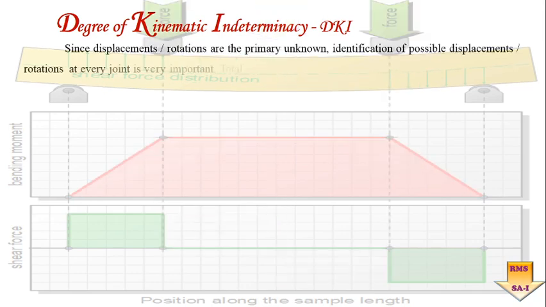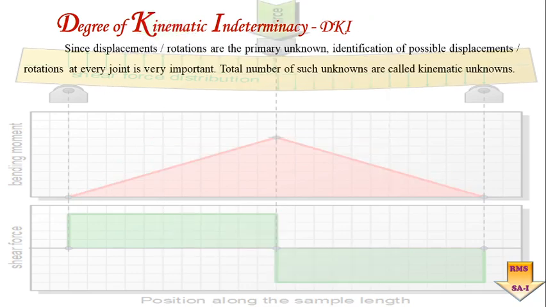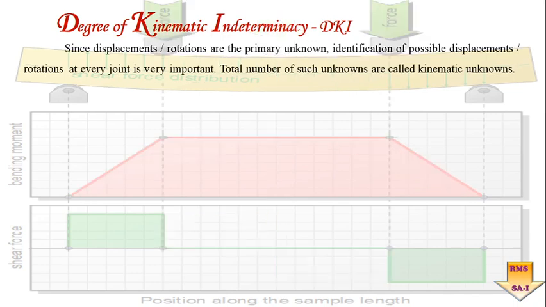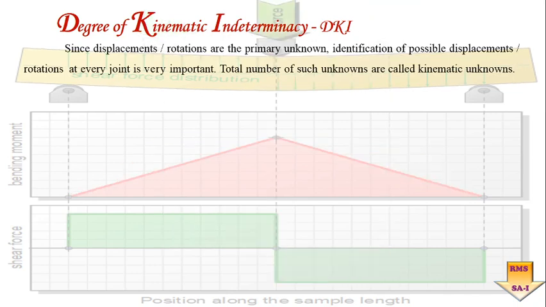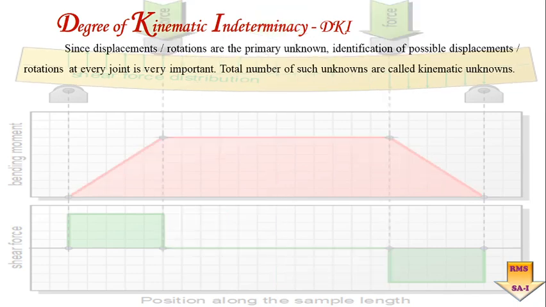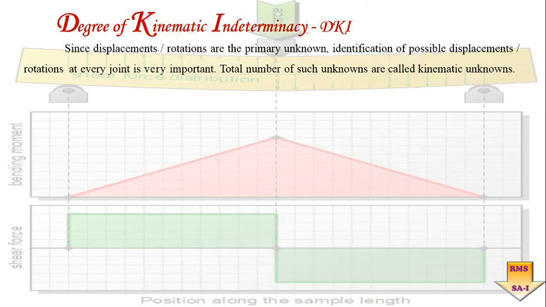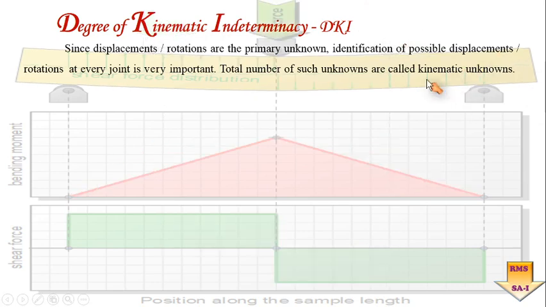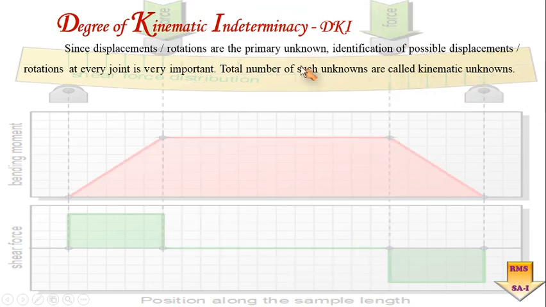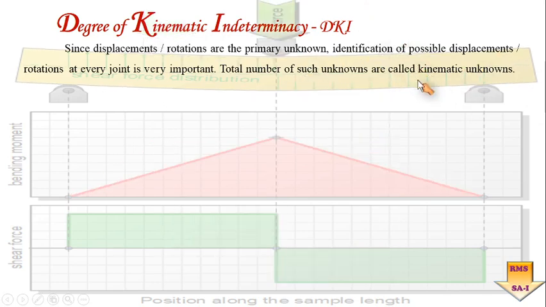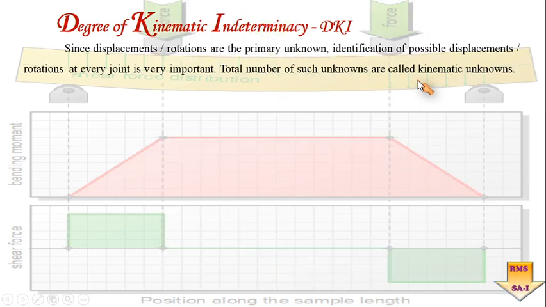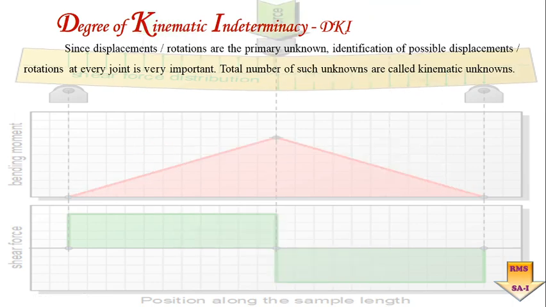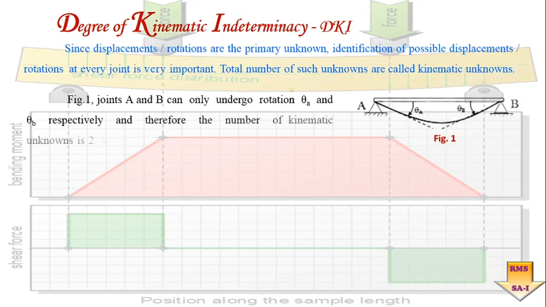Now here, understanding the displacement of that particular structure is of prime importance. In order to understand that displacement, and those displacements are also called what? Kinematic unknowns, or the kinematic indeterminacies, or the kinematic redundants. So let us understand how these kinematic redundants are to be found out.